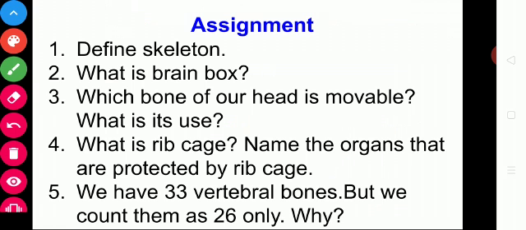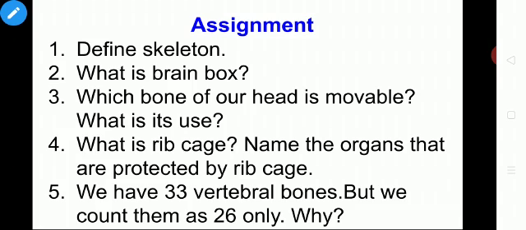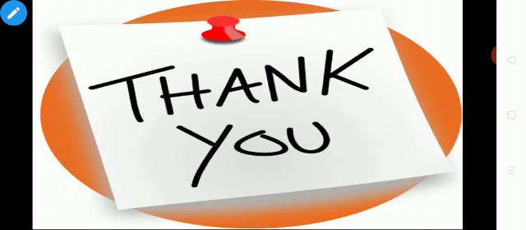Yes, children, hope you understand today's topic. This is your assignment. Define skeleton. What is brain box? Which bone of our head is movable? What is its use? What is rib cage? Name the organs that are protected by rib cage. We have 33 vertebral bones, but we count them as 26 only. Why?